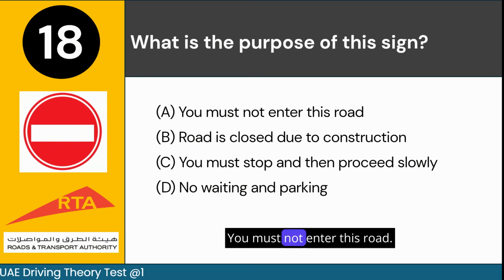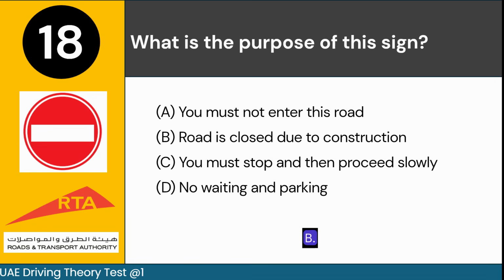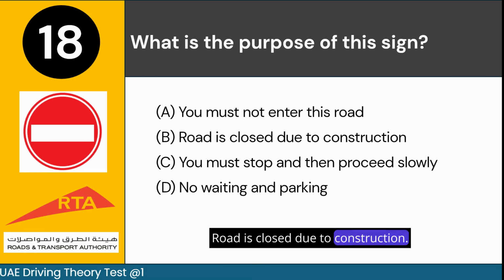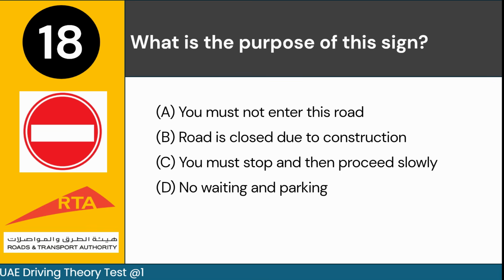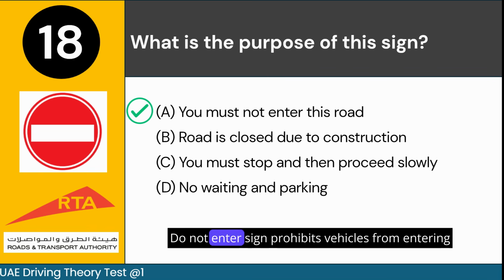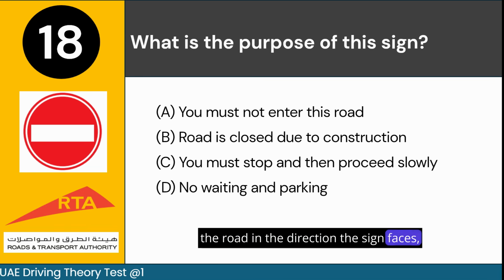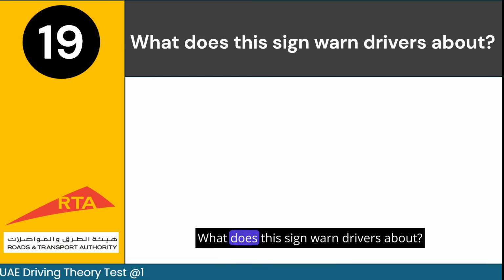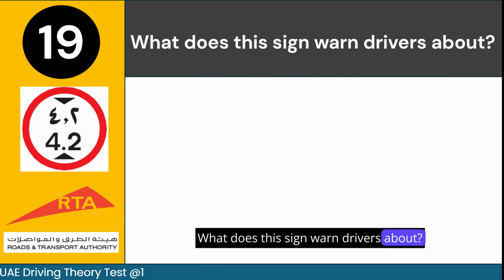A. You must not enter this road. B. Road is closed due to construction. C. You must stop and then proceed slowly. D. No waiting and parking. Answer: A. Do not enter sign prohibits vehicles from entering the road in the direction the sign faces, usually to control traffic flow or ensure safety. What does this sign warn drivers about?